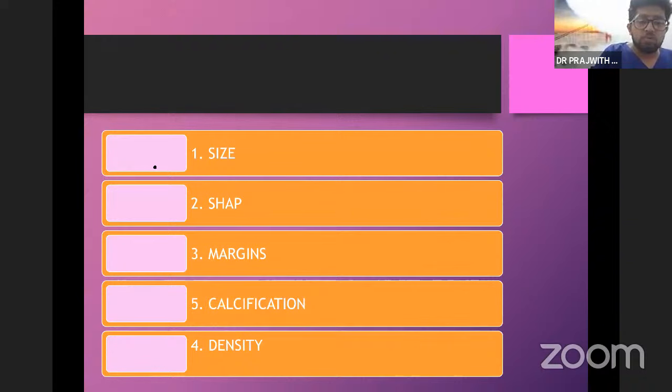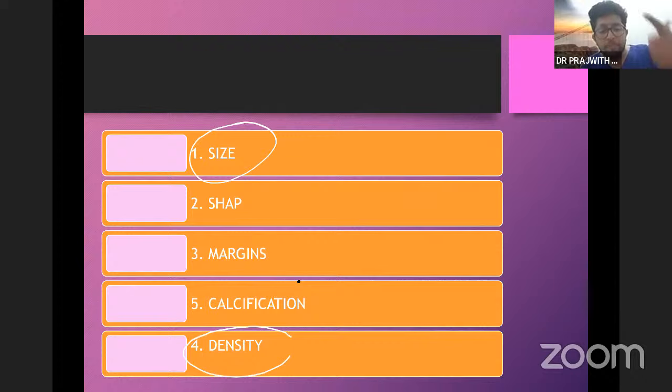Size we always have to give. Density becomes important. Shape, margin, and calcification also help us identify whether it is malignancy or not. So what density is usually malignancy? High density is always malignancy. What size?